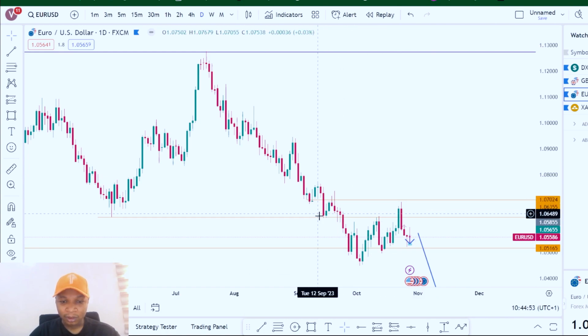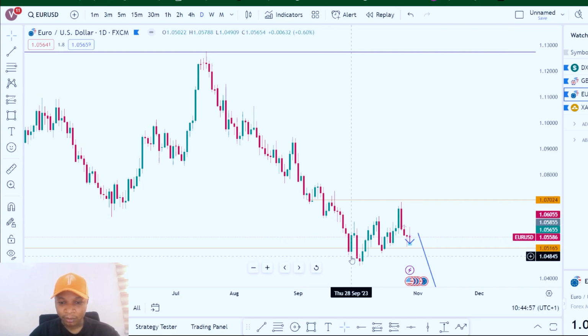After this low was formed, let me take this off. After this low was formed, it was taken out and another high was taken out. Okay, so this is what we call the frustrate move, the frustrating move. Pardon my language, but that's what many people understand it with. All right, so they take out the sellers, they take out the buyers, and they are moving upward.